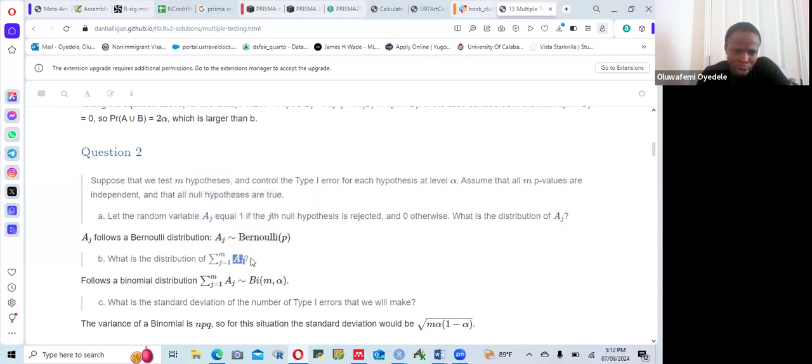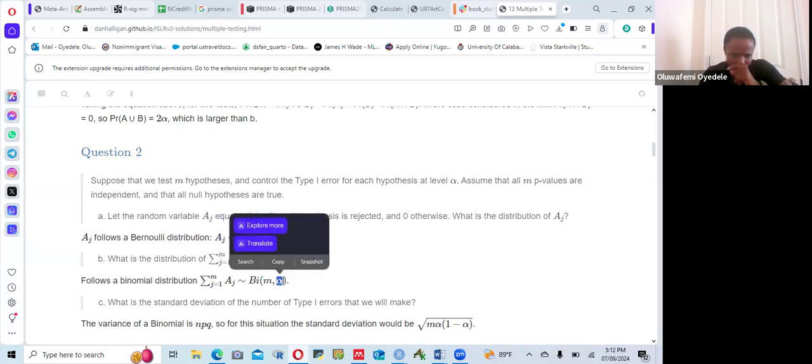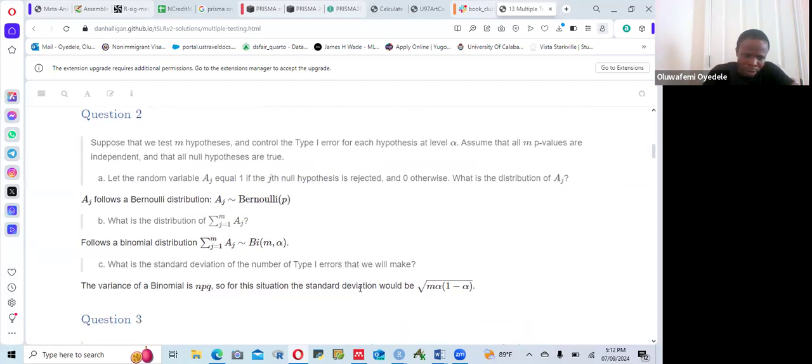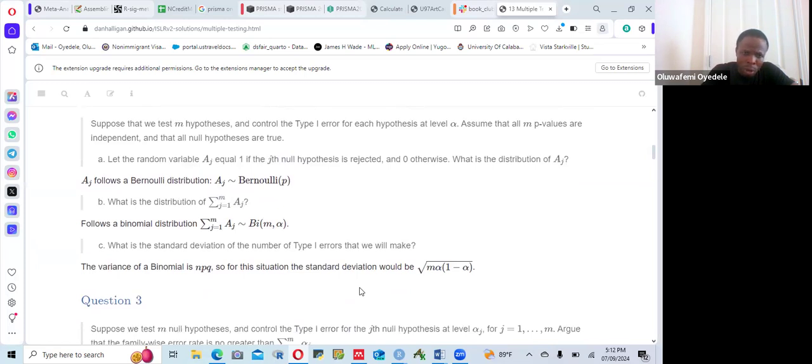So for part B, what is the distribution of the sum of the A_j? Here we can see that it follows a binomial distribution, where we have A_j ~ Binomial(M, alpha), where M is the number of hypotheses and alpha is our significance level. They then ask, what is the standard deviation of the number of type one errors that we will make? The variance of a binomial is MPQ, so the standard deviation will be the square root of M multiplied by alpha into one minus alpha.